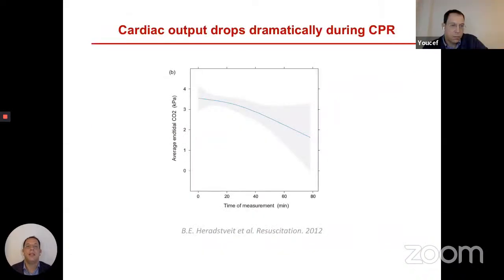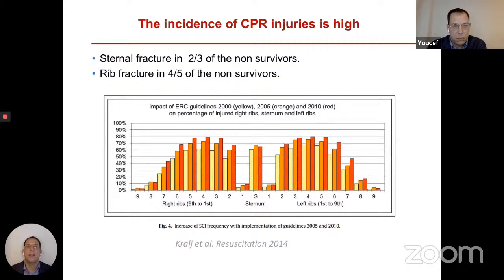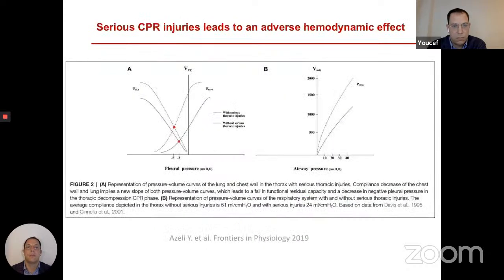We face many challenges during our resuscitation, but one of the main challenges is to maintain the cardiac output over time, because it's key to bring to the patient the possibility to benefit from treatments such as ECMO. There is a great incidence of CPR injuries, and this rises with the increase of chest compression depth recommended in the successive guidelines. Very little is known about the adverse hemodynamic effect of CPR injuries.